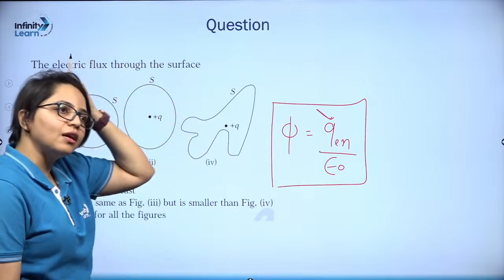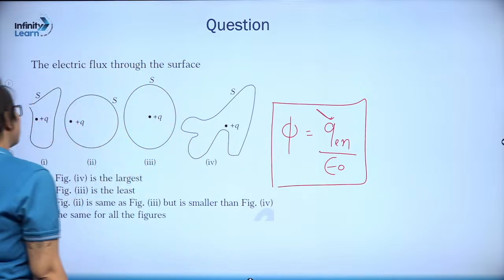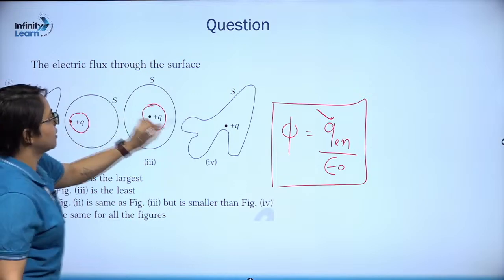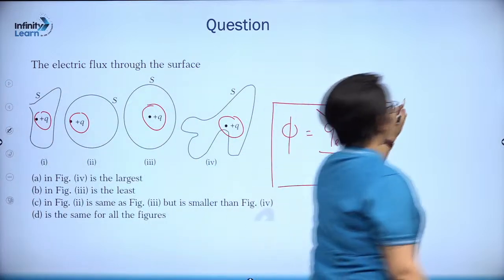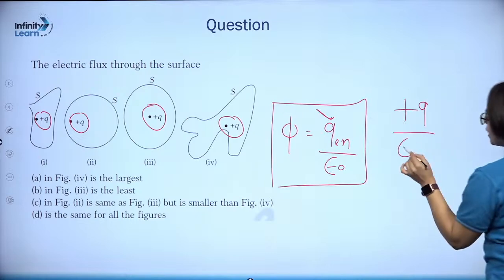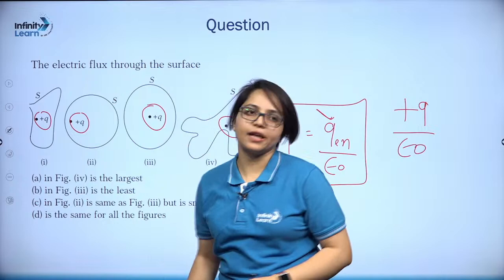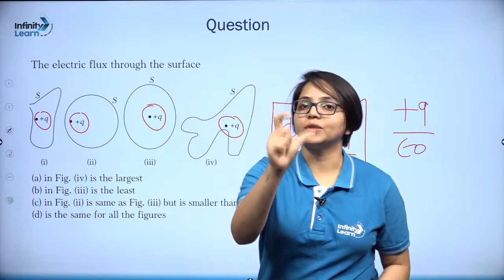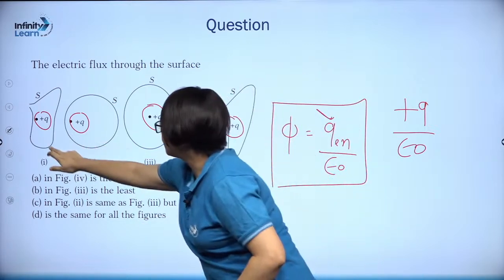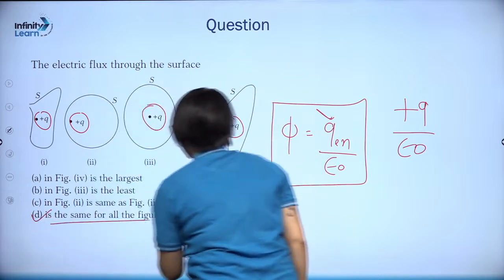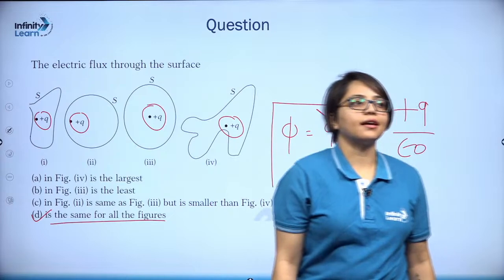Option C, okay. Alright. So total charge inside each surface is same, which is equal to plus Q divided by epsilon naught. So flux through each surface will be Q upon epsilon naught only, because the charge which is inside the surface is same for all, right? So flux through each surface will be same. Option D is correct guys.